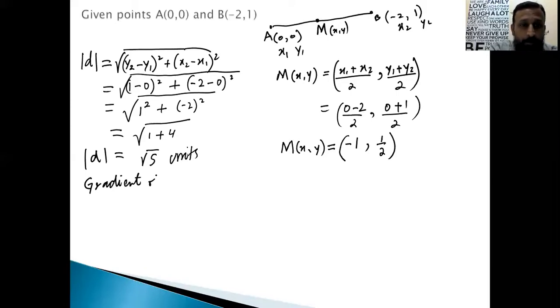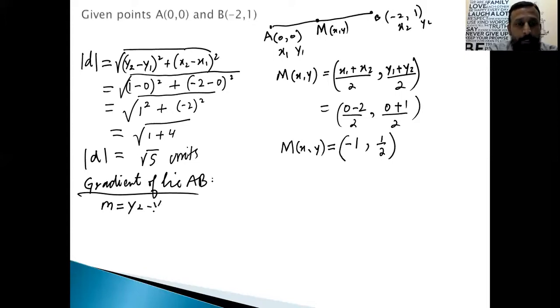Gradient of line AB. This is represented by the formula m equals y2 minus y1 upon x2 minus x1. We have the coordinates there. We can plug in these values again. y2 is 1, y1 is 0, and x2 is negative 2, minus 0. So we can simplify this. We have the gradient as m equals minus 1 upon 2.